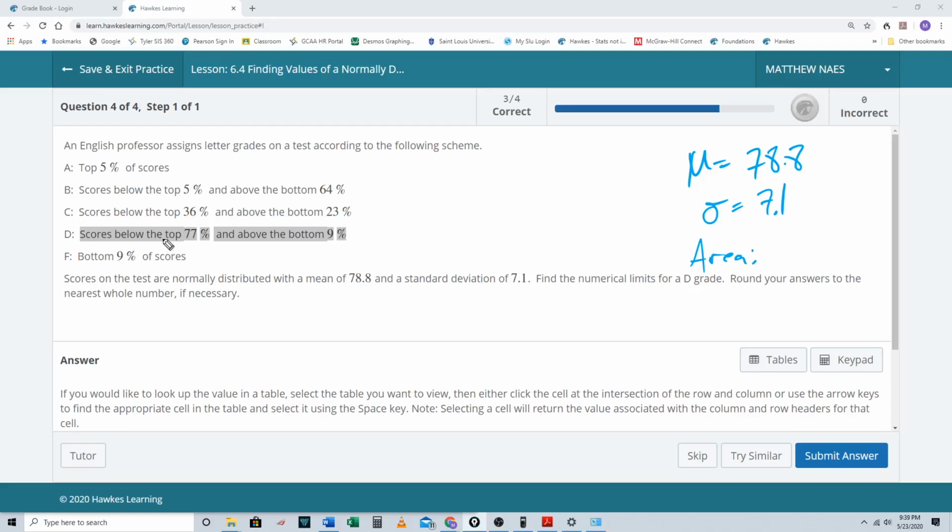Now again, I'm not going to fall for that same mistake. Can't do top. So 100 minus 77 is 23. So we have 23%. Sorry, it's kind of messing up on me, so give me a second. 23%. Stop it. Okay, or we have 9%.